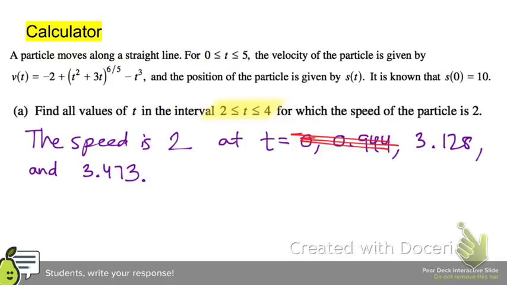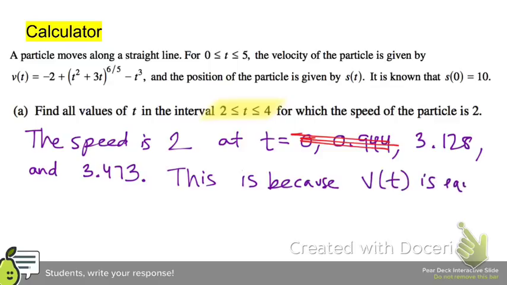So the speed is 2 at t equals 3.128 and 3.473. And I would just add in one little extra explanation about how I know that. I would say this is because velocity is equal to 2 and negative 2 at these points.